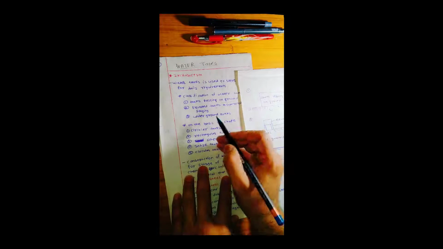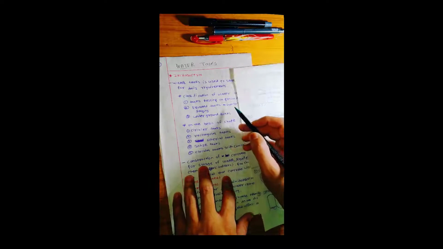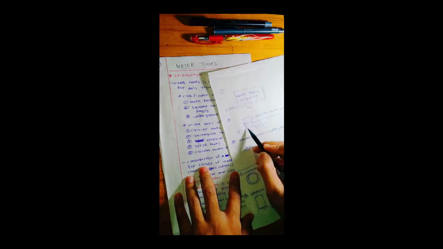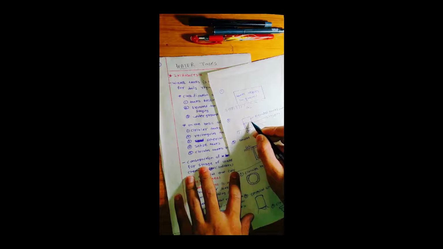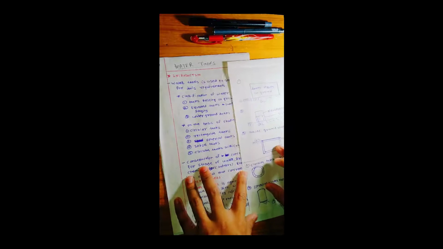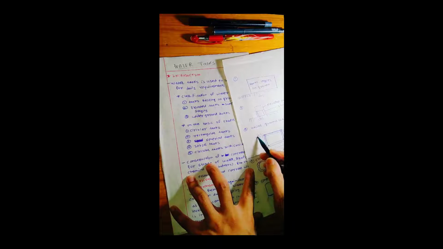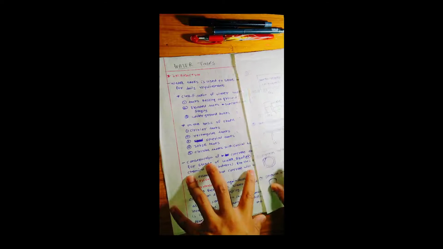Second is elevated tanks supported on staging. This is ground level, this is the water tank and this is our staging. This water tank we will see in our cities for water supply, drinking water supply. Third, underground water tanks. This is ground level and this is the underground water tank.